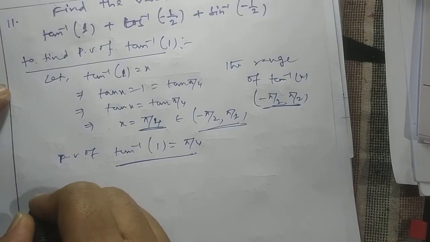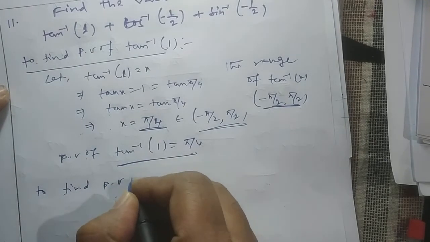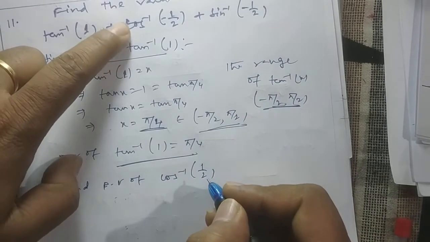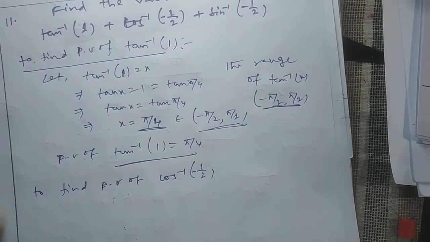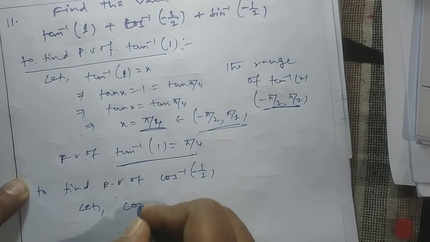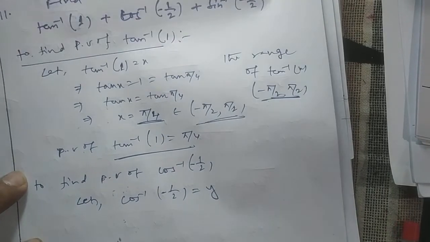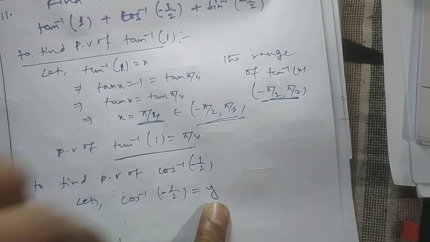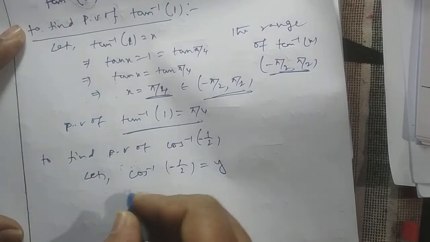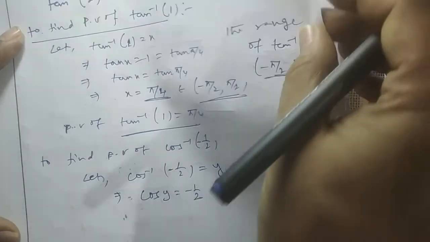Now let us find the PV of the second ITF, cos inverse minus half. Correct? This one. Similarly, let us assume cos inverse minus half is y. Don't assume x, they will be different. So assume the different thing, that is y. So from here we can say cos y equal to minus half. Understood or not?